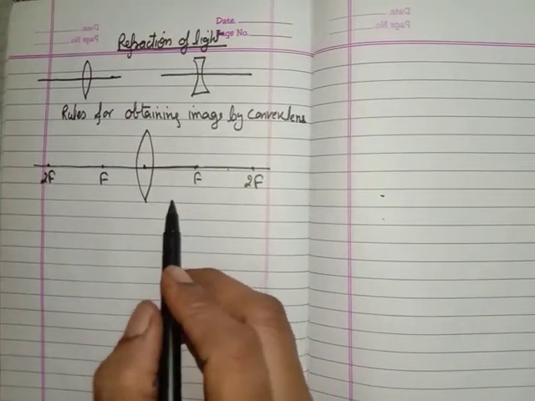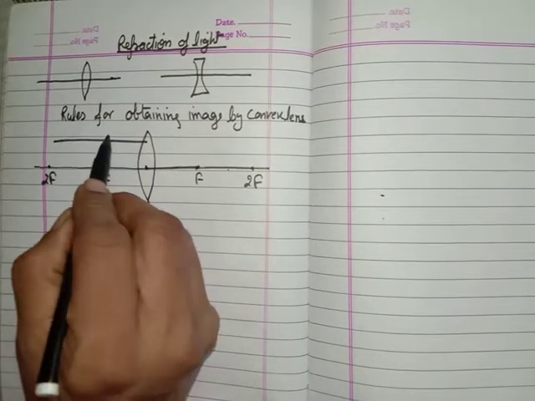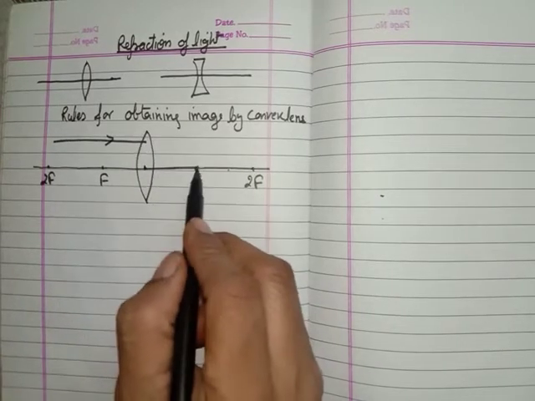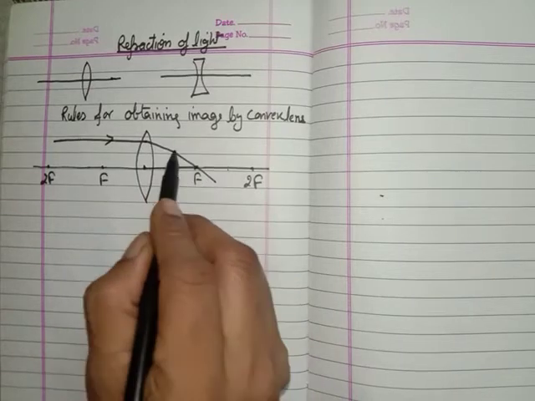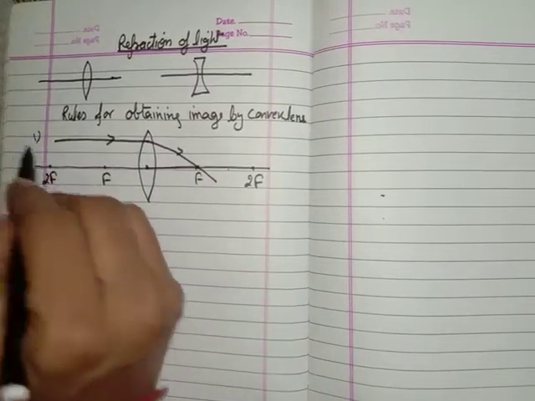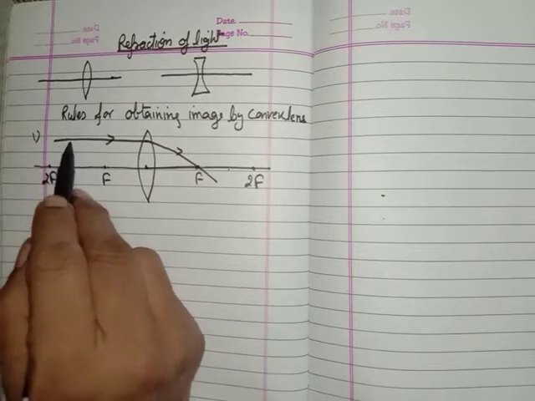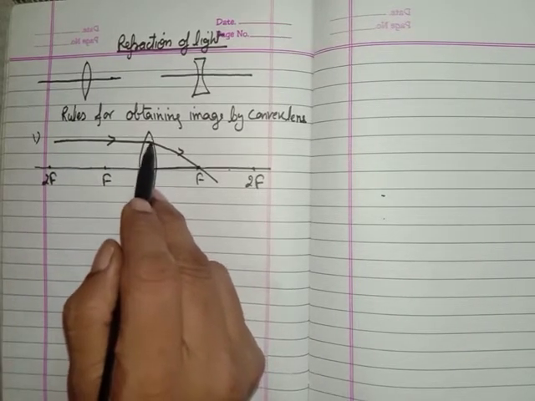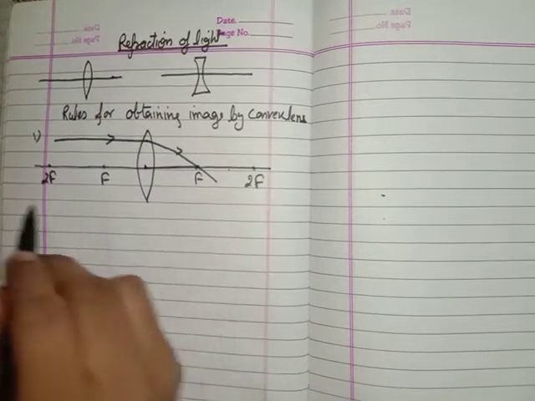Now the first rule is, when the light ray is coming parallel to the principal axis, we know that the light which is coming parallel to the principal axis always passes through the principal focus of the lens. So it will pass through the principal focus of the lens. This is the first rule. Okay, you can write: if the light ray is coming parallel to the principal axis of the convex lens, it passes through the focus after the refraction through the lens. This is the first rule.